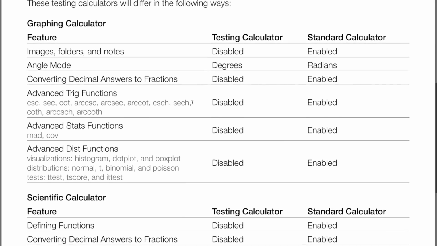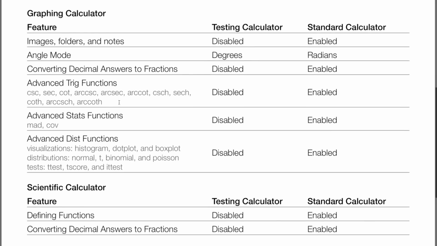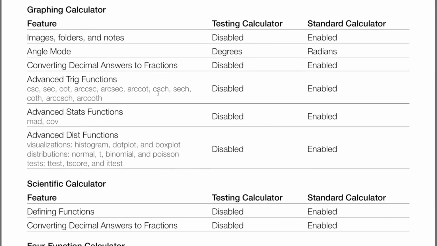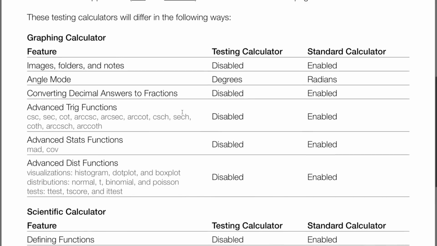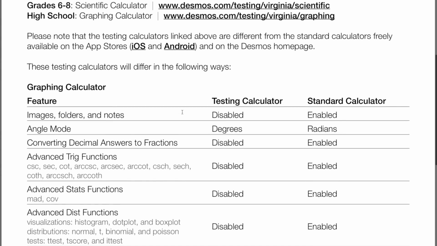This one says converting decimal answers to fractions is disabled. This is a little feature we use a lot in our handheld calculator. Fortunately for 2019, you will still have that calculator, so if you need to do that, use your handheld calculator. The advanced trig functions, fortunately for us, it doesn't really matter. All these other things are not things we're using. We're just using standard sine, cosine, tangent, and their inverses, so those are available to us. We're not worrying about stats or distribution. So for us, we're kind of okay.